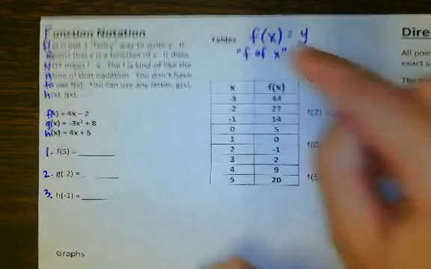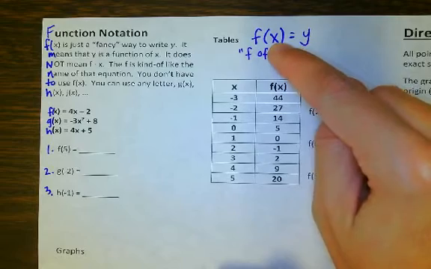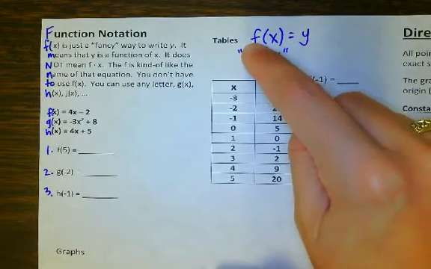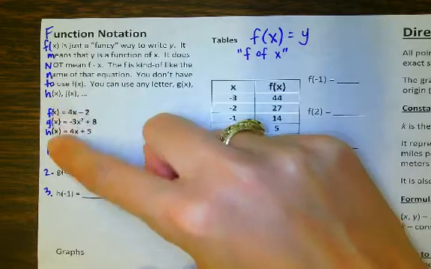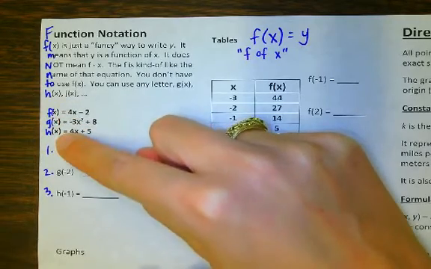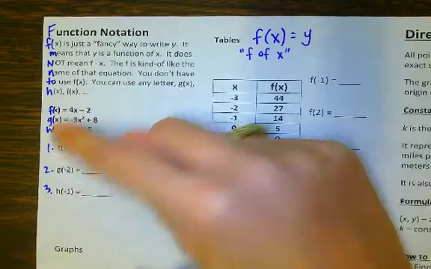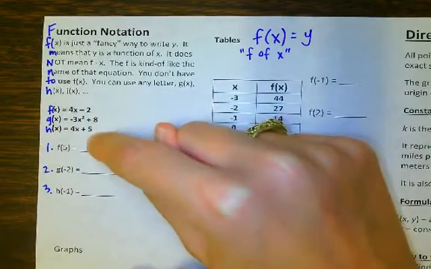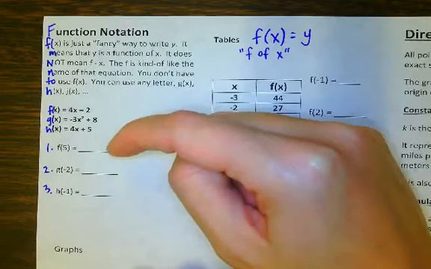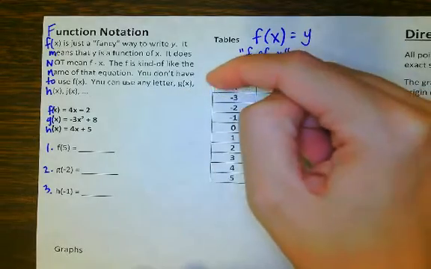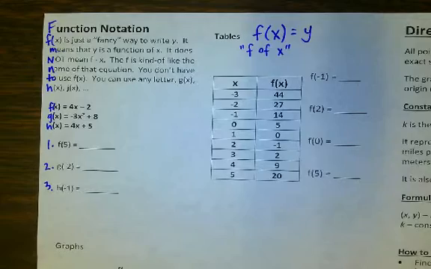It is not the same as saying f times x. So these parentheses here are not for multiplication. F tells us the name of the function. So here we're going to start differentiating between the functions by using different letters. So F, G, and H are all three different equations. The first letter tells me which one to use, the name of the function. So it doesn't always have to be f of x.